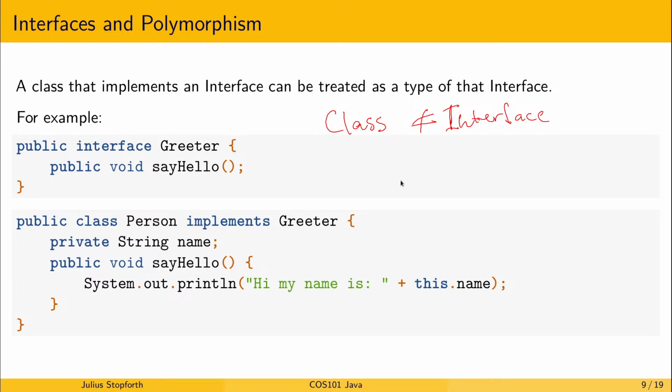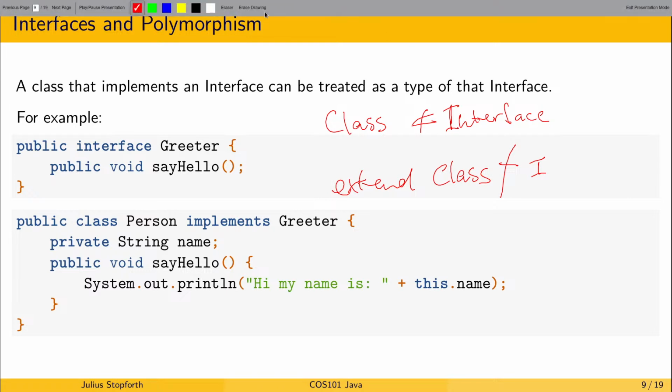A class is not an interface. You can extend or inherit from a class. You cannot do it from an interface. Well, okay, we're going to talk about it a bit later, but you can extend one class with another one.